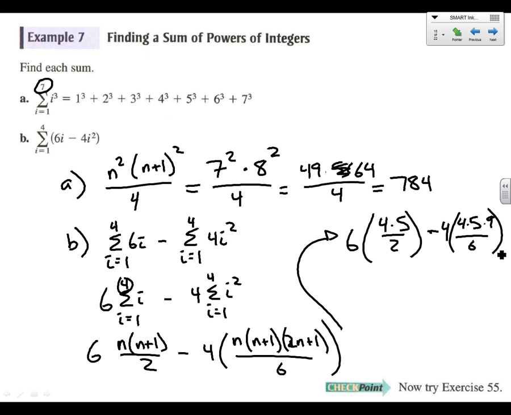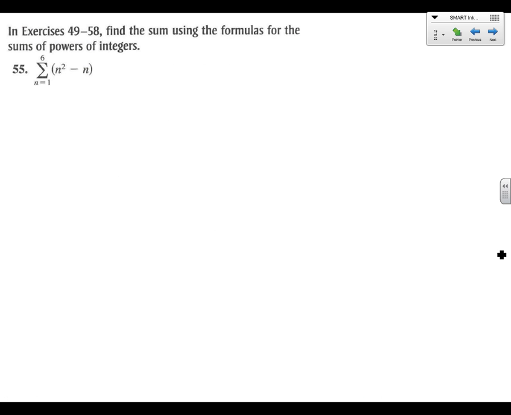And let's see what we've got here. 4 times 5 is 20 over 2 is 10. So 60 minus 4 times 5 is 20 times 9 is 180. Divided by 6 is 30 times 4 is 120. Negative 60, I think. Let me check. Aha, yep, that is correct. All right, use those formulas. Split these up, see if you can figure out 55.